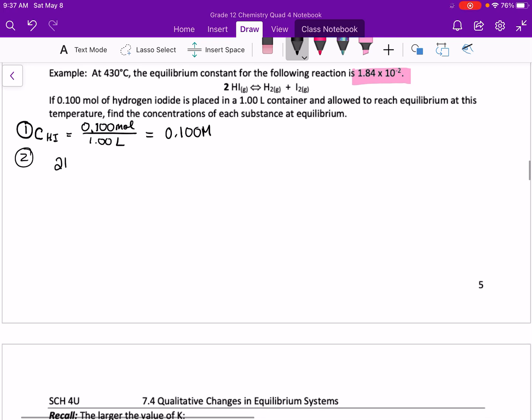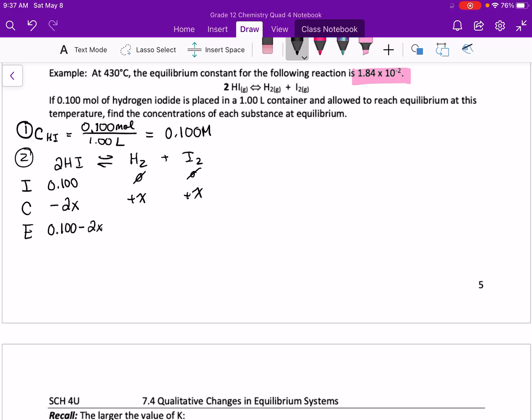So we have 2 hydrogen iodide reacting in equilibrium to make hydrogen gas and iodine gas. My initial concentration is 0.100 for hydrogen iodide. I have nothing yet of my products. There's a change that will occur, so I'm going to be minus 2x because I have that coefficient of 2. And here I'm going to have a positive x and a positive x. At equilibrium, I'm going to have 0.100 minus 2x, x, and x.